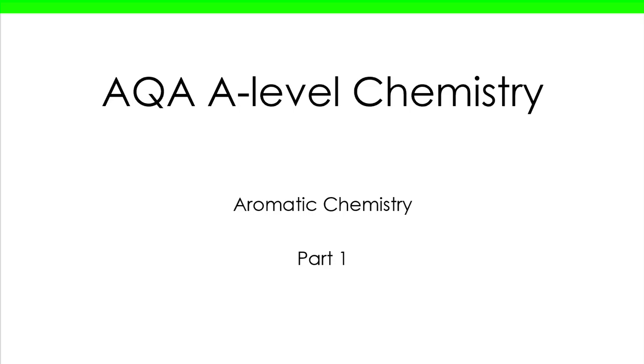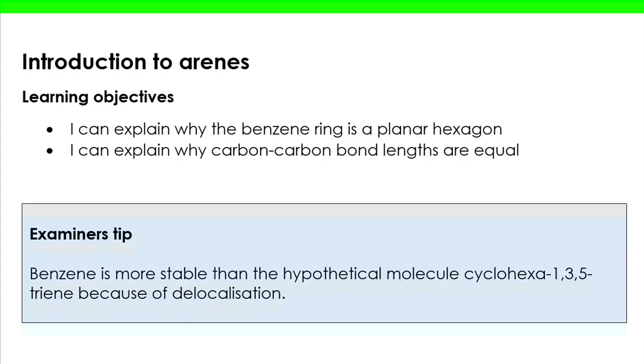This is AQA A-Level Chemistry. It's a Year 13 topic, Aromatic Chemistry, and this is part 1 of 2 of Aromatic Chemistry. In this video, we are going to take a look at Kekule's structure of benzene, and we're also then going to look at the evidence that disproved that Kekule's structure was correct.